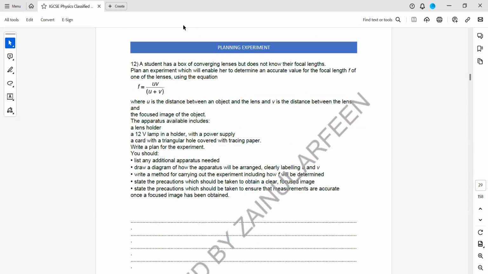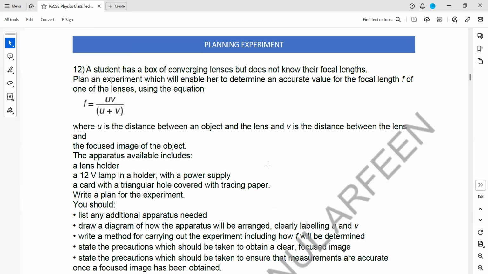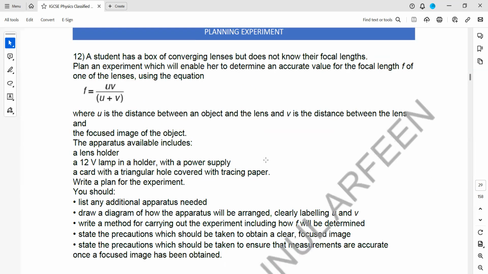In paper 6, you are not supposed to learn any formula. The formula is given, that F is given by the formula F equals U into V divided by U plus V. Is this clear? The experiment is how to work out the focal length of a convex lens. So in paper 6, you don't have to memorize any formula. The formula will be there, you just have to use that.